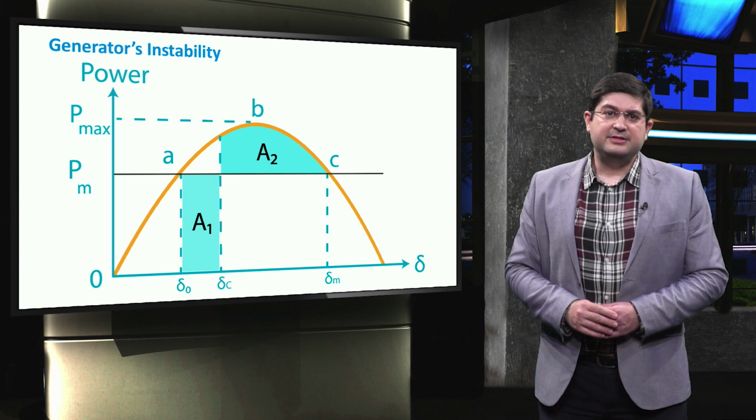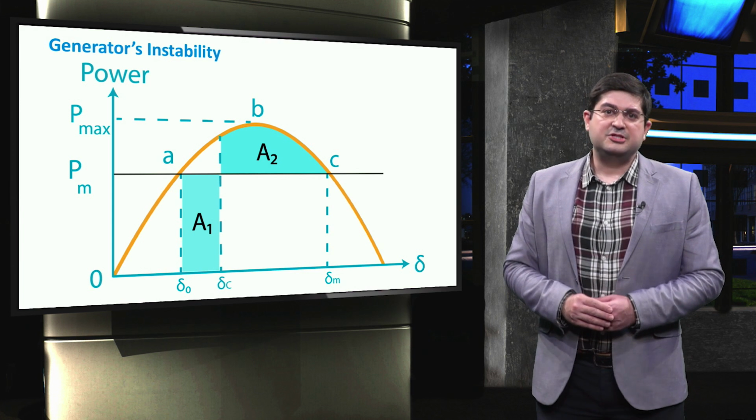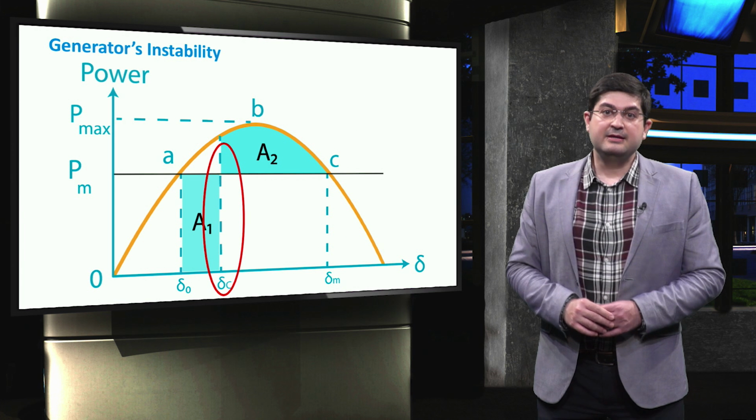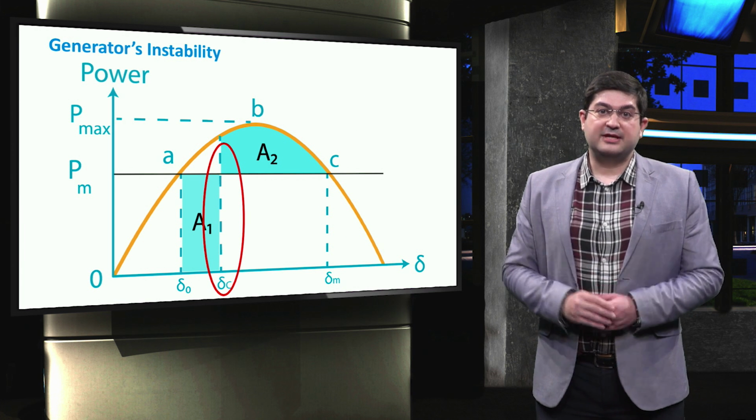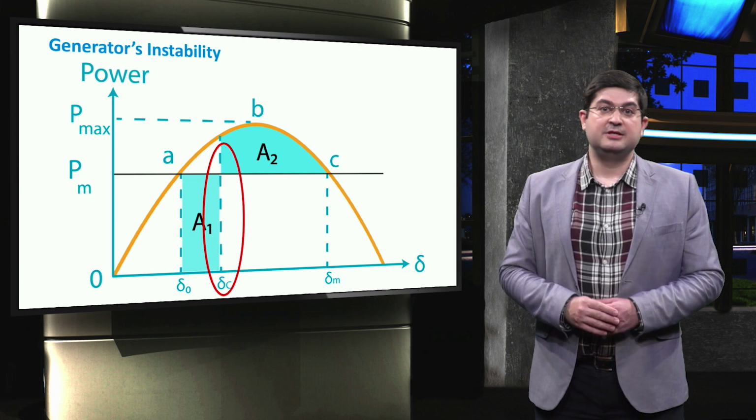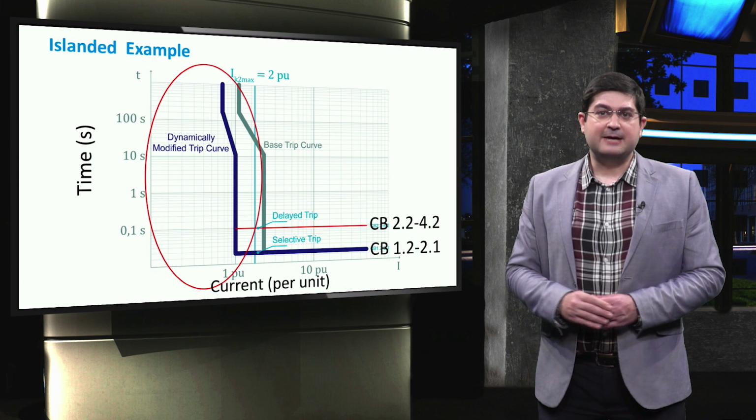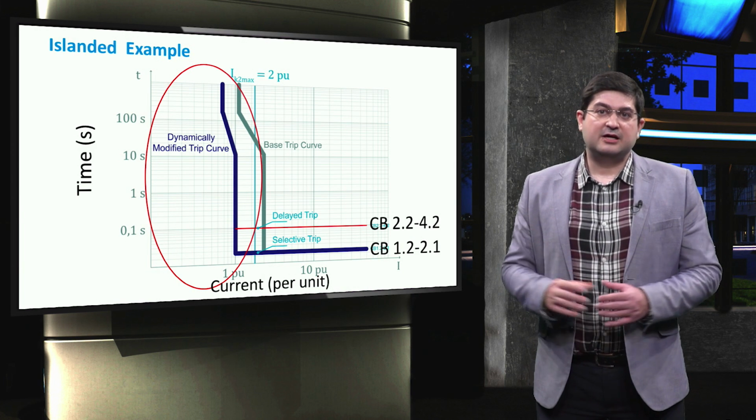Let's recall from the other video where we discussed the instability of the generators during the faults. If the fault clearing time is greater than the critical clearing time, then the generator becomes unstable. In other words, if area 1 becomes larger than area 2, then the generator is not able to return to the nominal rotating speed. These delays associated with the protection may also lead to serious damage to the electrical equipment.